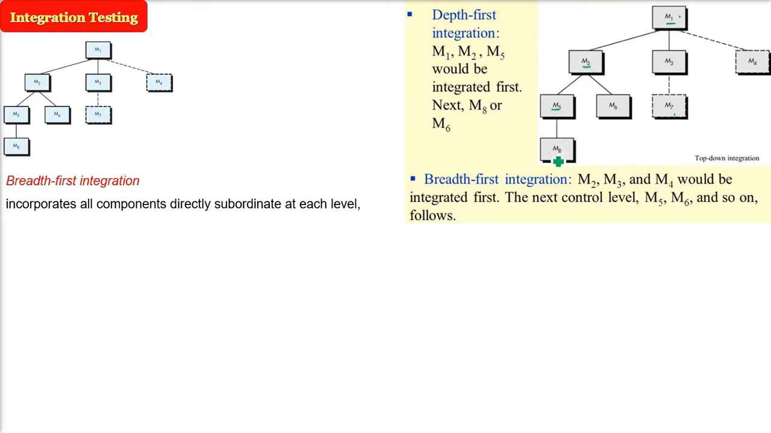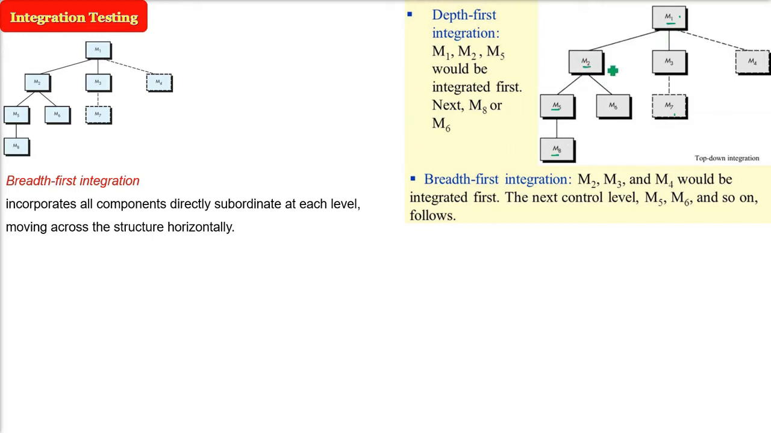So in the first case, what we saw was M1, M2, M5 and M8. But here, because this is breadth first, we will not go to the depth, but rather go across the breadth. At the same level, subordinate modules we have to take. So we have to move across the structure horizontally. In depth first, we went vertically.